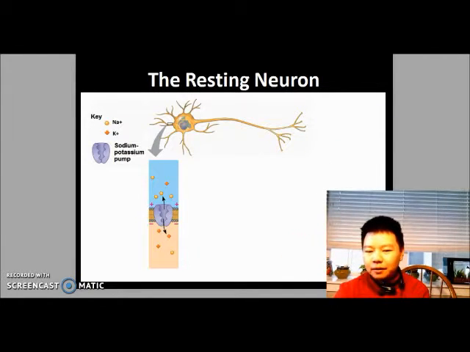If we want to talk about how the neuron sends its electrical signal, we first need to look at what the neuron is like when it's at rest. Here's a resting neuron, and we're going to be looking at the relative charges inside and outside of the membrane. There is a sodium-potassium pump, and for every cycle of this pump, it's going to be transporting 3 sodium ions out of the cell and 2 potassium ions into the cell. That's what it does on every turn of its action.